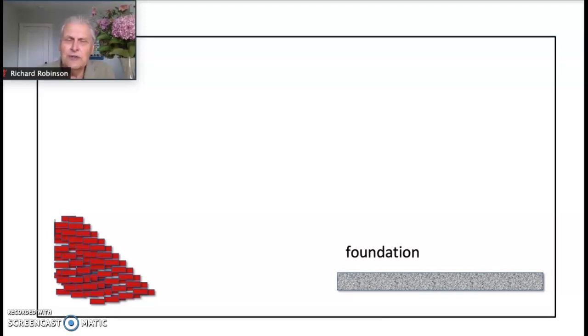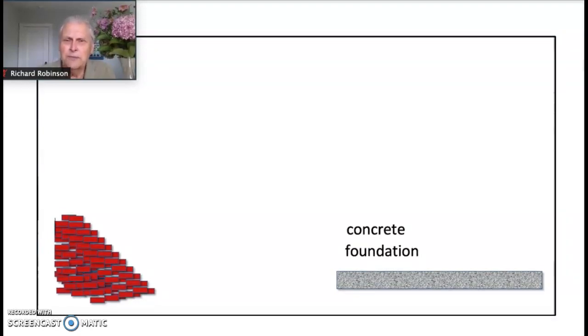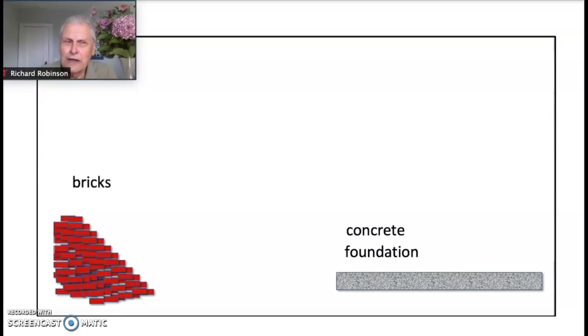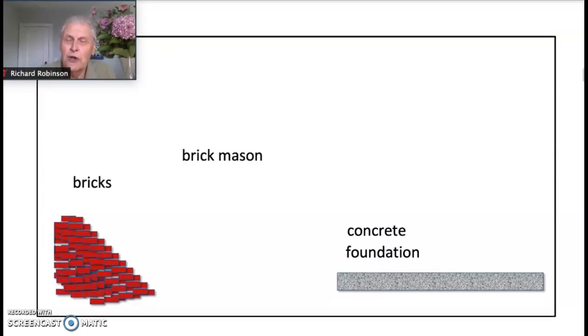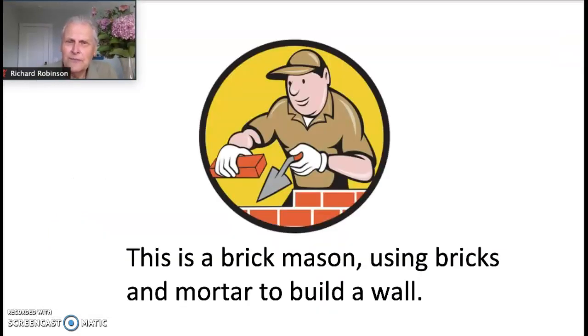This foundation is probably made out of concrete because concrete is the most common way to build a foundation in the United States. And we're going to build this house out of bricks. A person who builds a house out of bricks is called a brick mason. This is a brick mason using bricks and mortar to build a wall. Mortar is the white stuff that you see between the bricks. Mortar is like concrete. You mix it together and you use it to hold the bricks together.